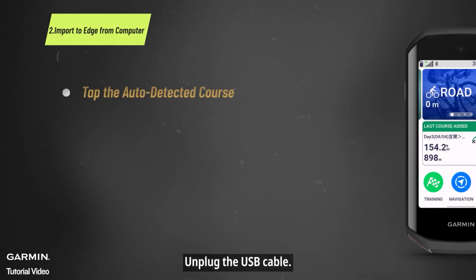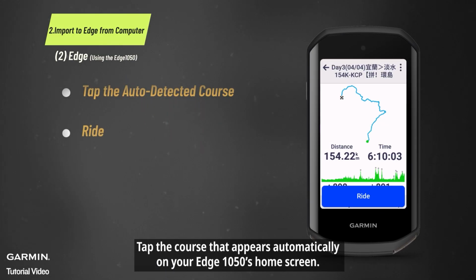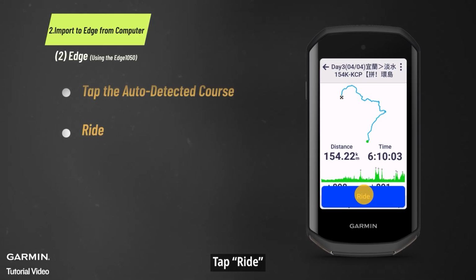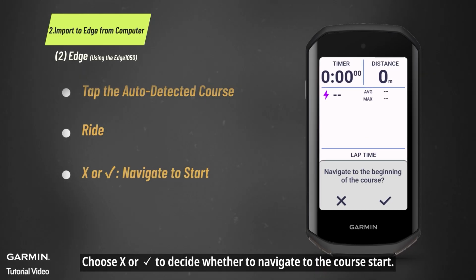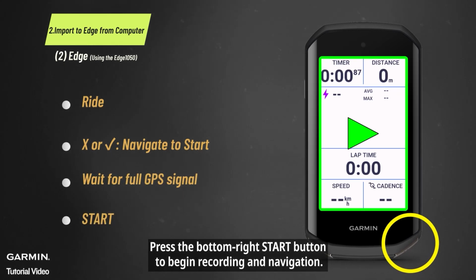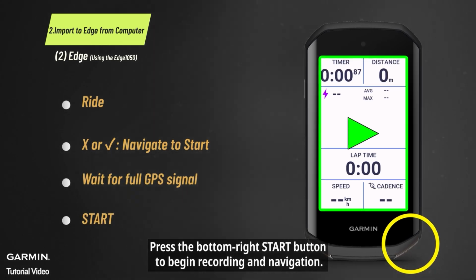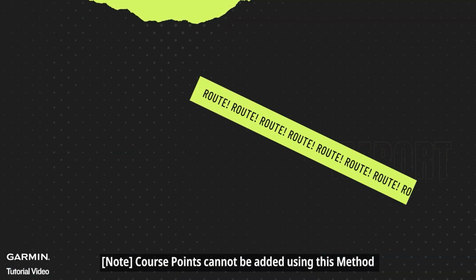Unplug the USB cable. Tap the course that appears automatically on your Edge 1050's home screen. Tap Ride. Choose Cancel or Confirm to decide whether to navigate to the course start. Wait for full GPS signal strength. Press the bottom right Start button to begin recording and navigation. Note, you cannot add course points using this method.